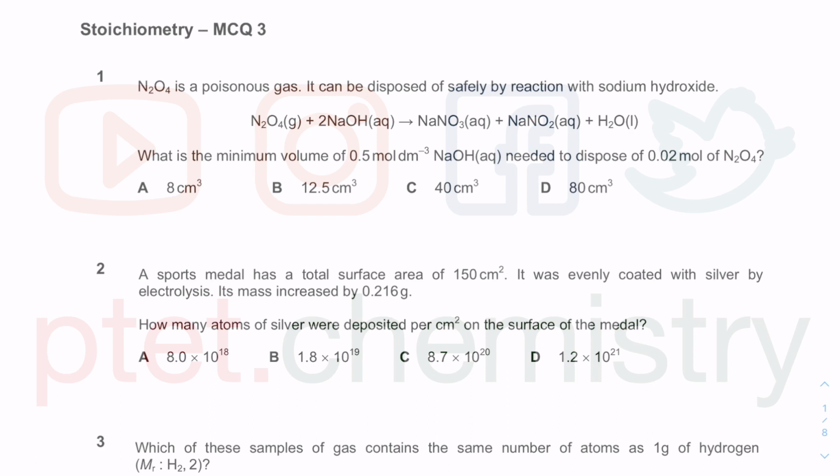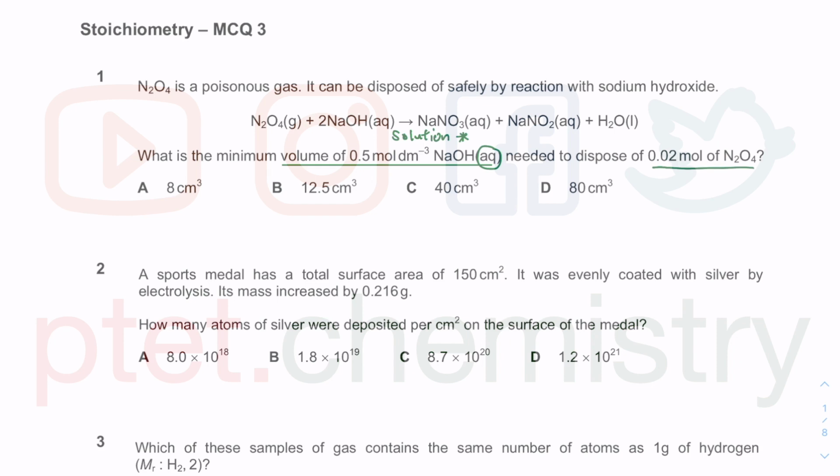So we're given some basic information that N2O4 is a poisonous gas that can react with sodium hydroxide as per this balanced equation. And they're asking for what is the volume of this aqueous sodium hydroxide. The fact that it's aqueous means this is a solution. We are not looking at gases, we are looking at a solution, so be very careful there.